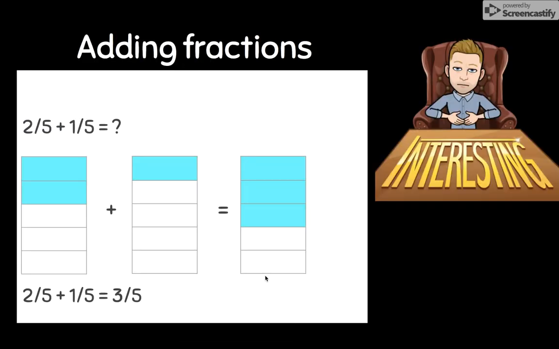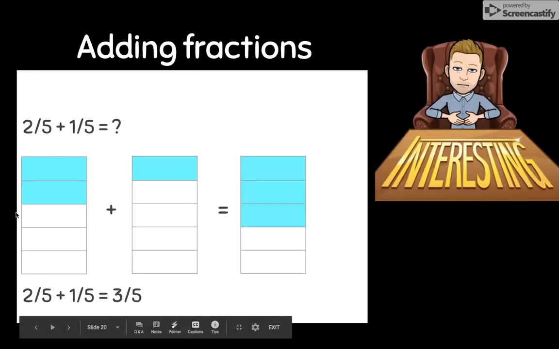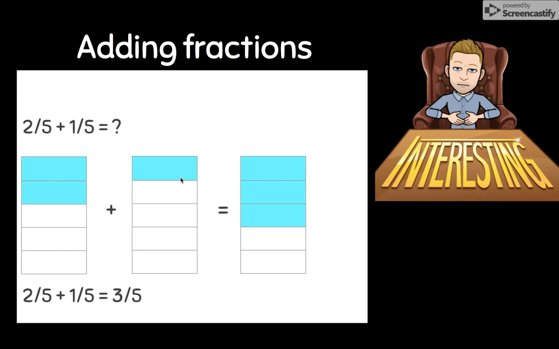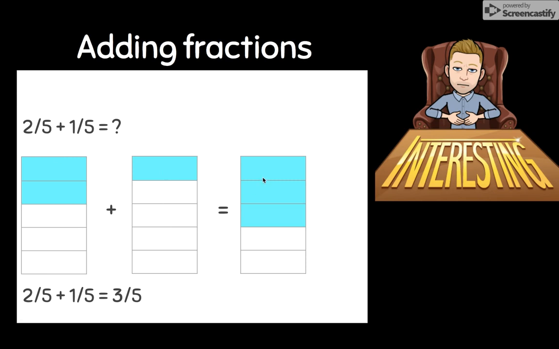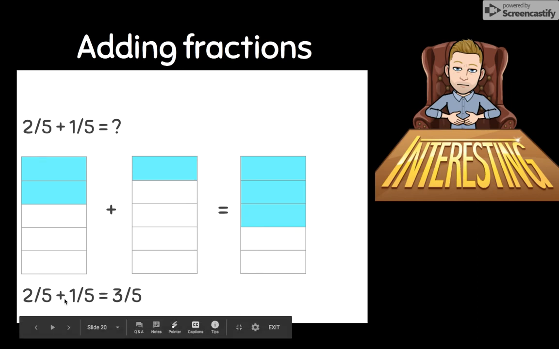Again, let's look at that. 2/5 here. We have 2 of the 5 pieces. Then we have another fifth, 1 of the 5 pieces. We add those together and we'll have 3 out of the 5 pieces. So 2/5 plus 1/5 equals 3/5.